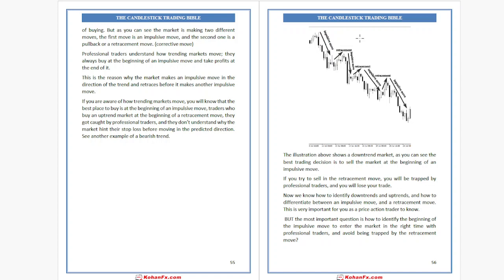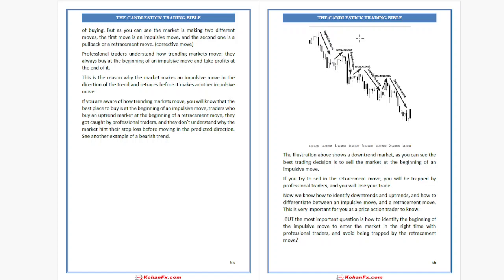Professional traders understand how trading markets move. They always buy at the beginning of an impulsive move and take profit at the end of it. This is the reason why the market makes an impulsive move in the direction of the trend and retraces before it makes another impulsive move. If you are aware of how a trending market moves, you will know that the best place to buy is at the beginning of an impulsive move.